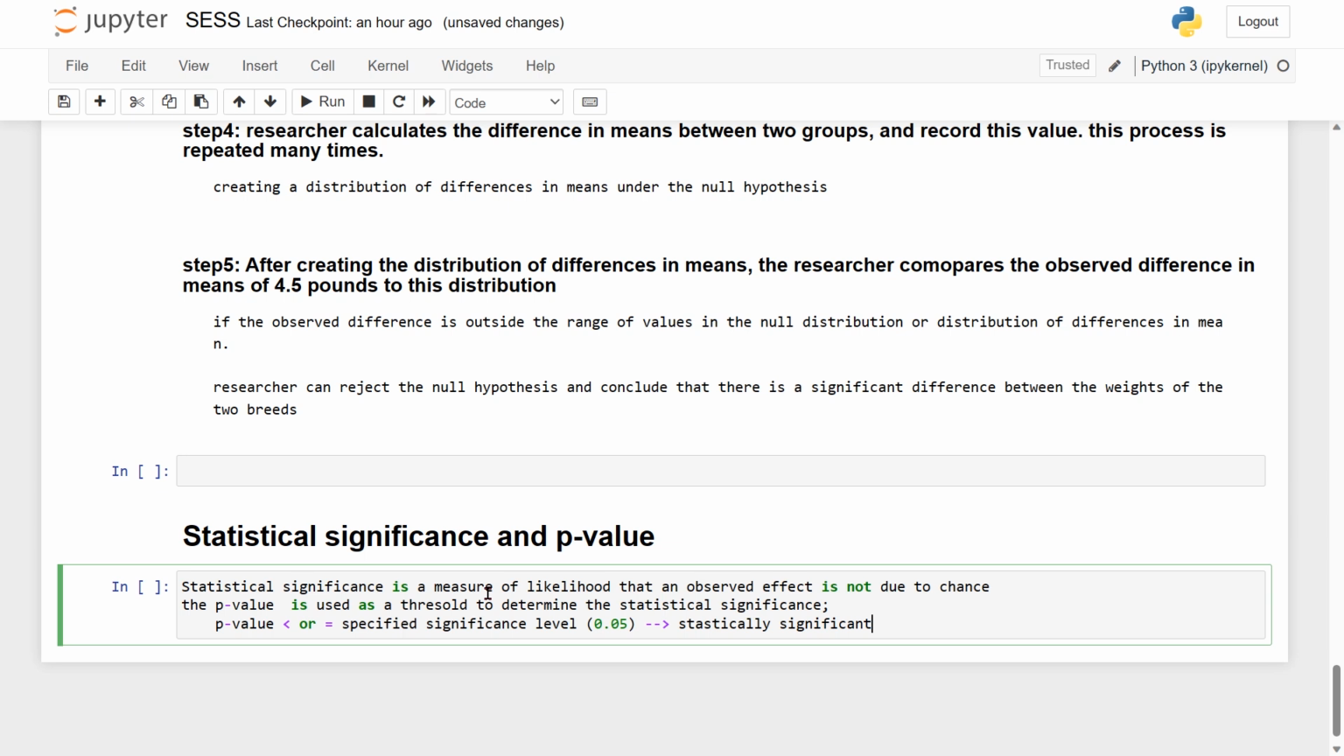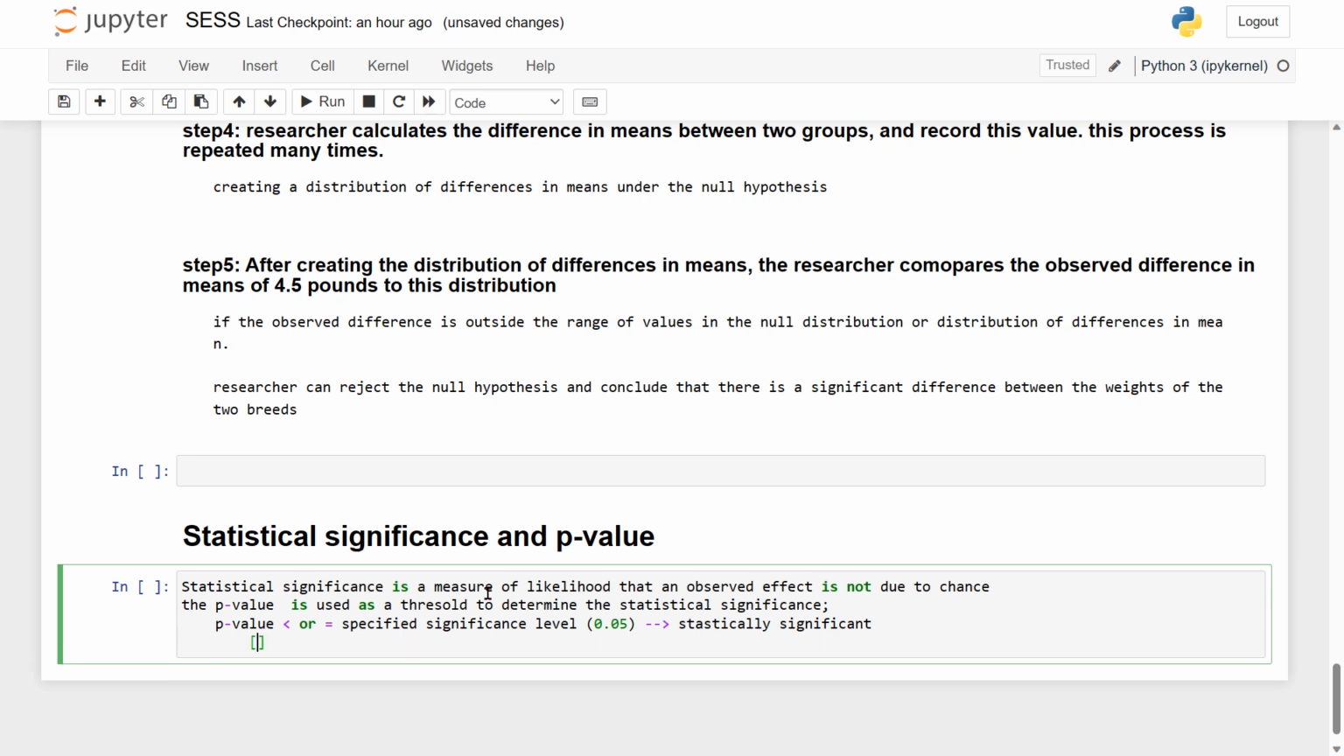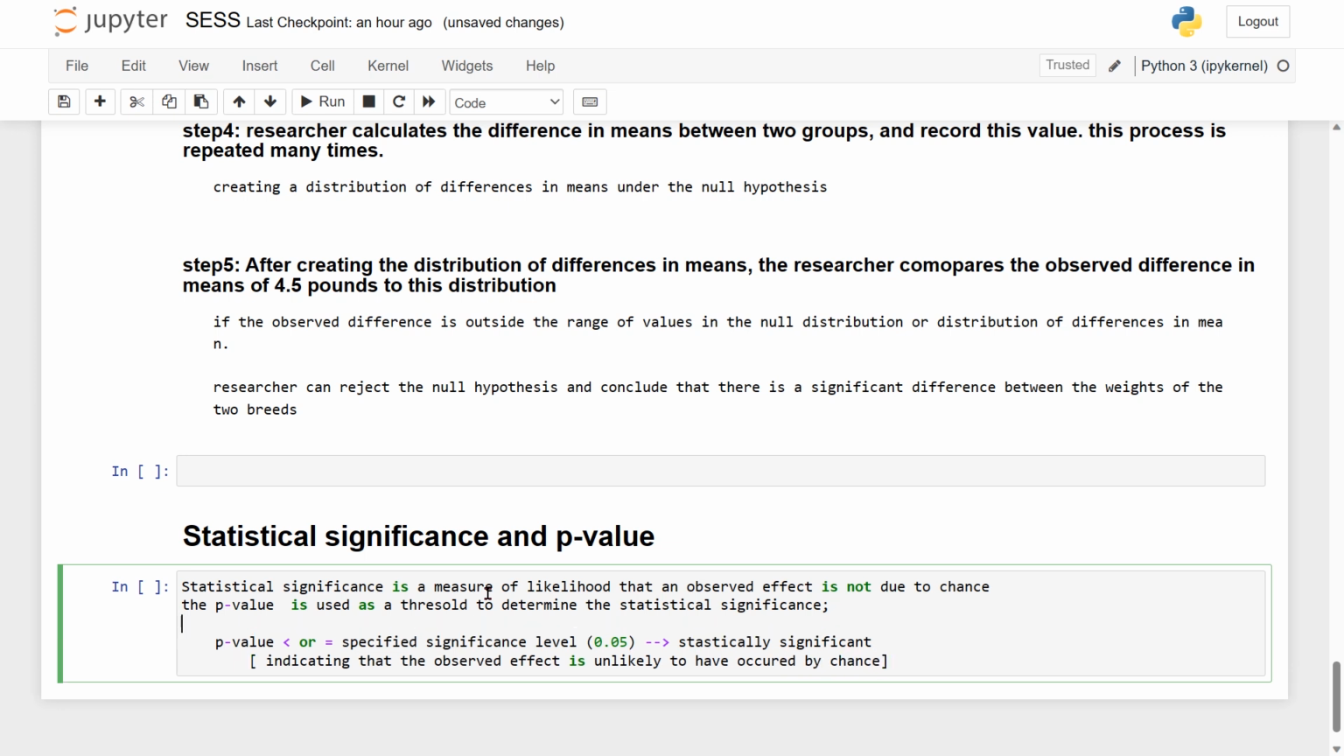This indicates that the observed effect is unlikely to have occurred by chance.